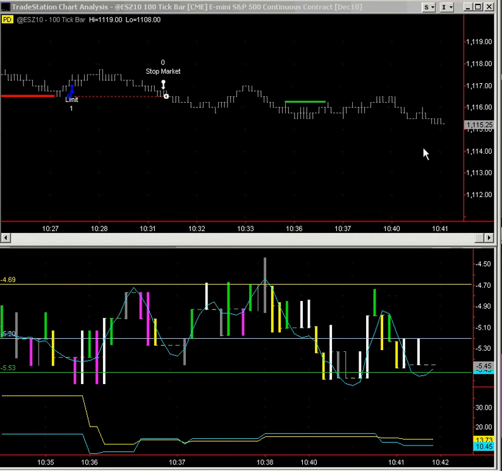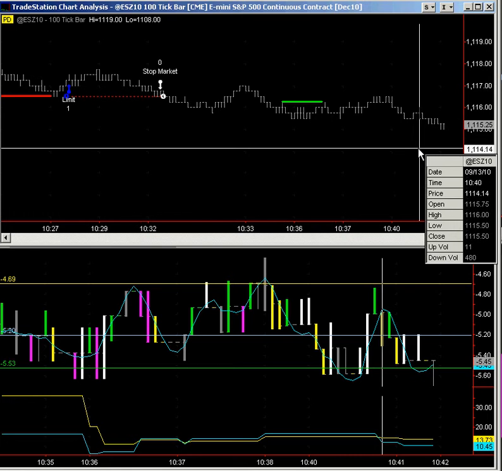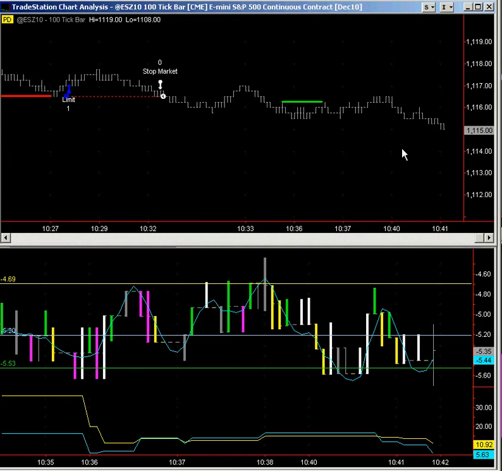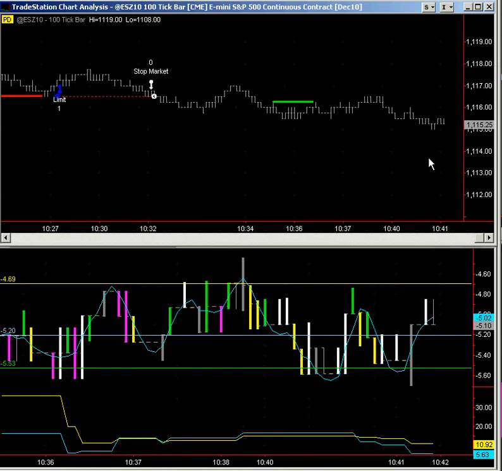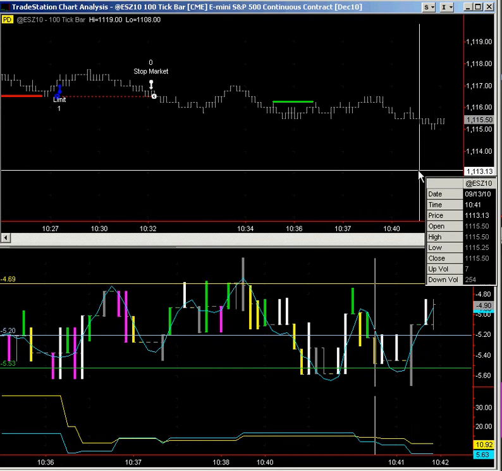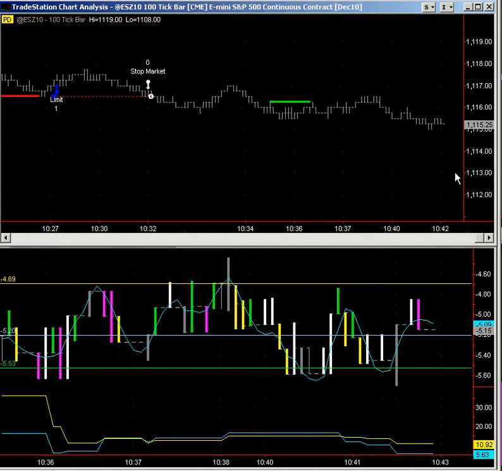There's our setup bar, by the way, right there. Well, wait a minute, I may have to take that back. That may not be our setup bar. Actually, it does not look like our setup bar yet. So let's watch this. Yeah, it looks like it's liable to come down a little bit more.